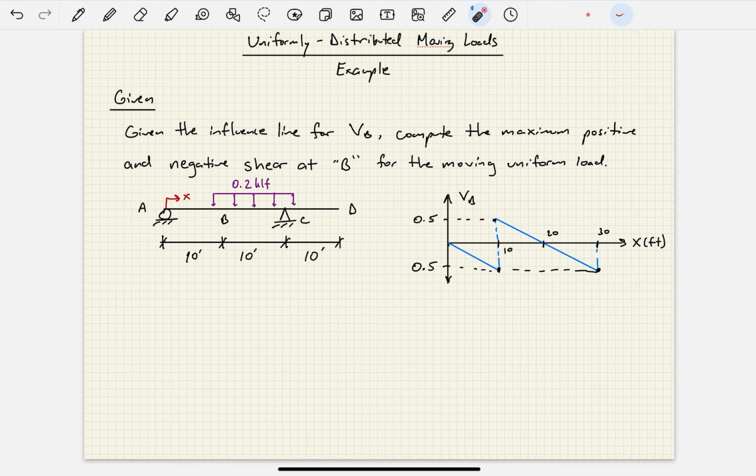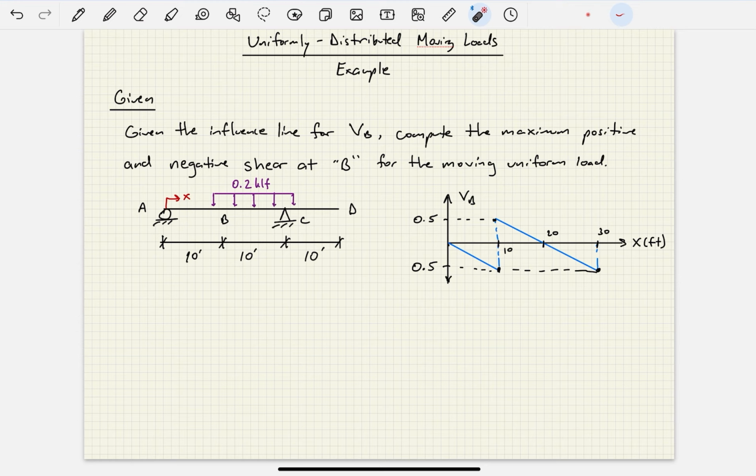In the given information, we're told that we are given the influence line for the shear force at B on a beam, and we're being asked to compute the maximum positive and negative shear force at B for the moving uniform load. So here we have this simply supported beam with a cantilever overhang, and we have a roller at A, a pin at C, and a free end at D.